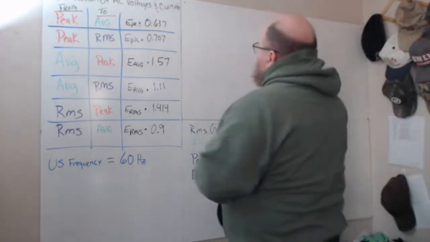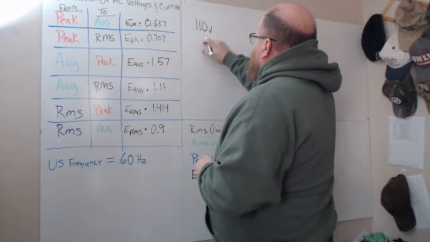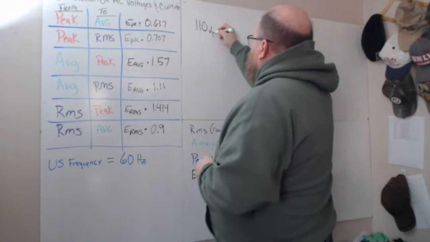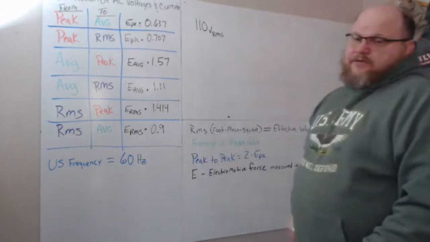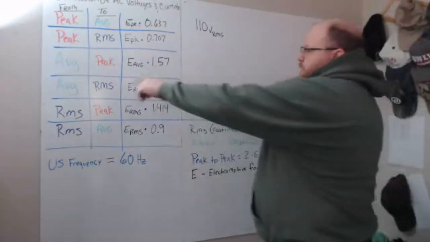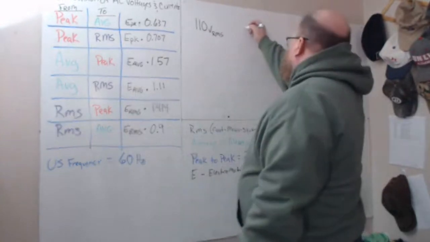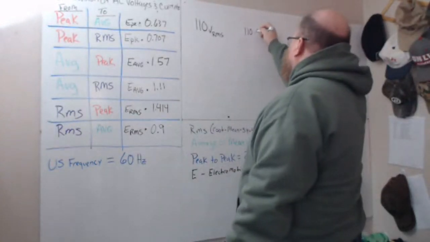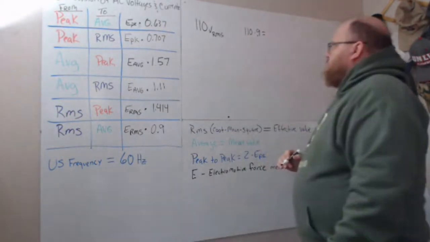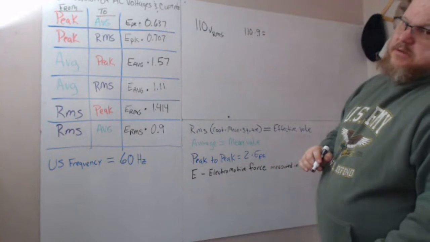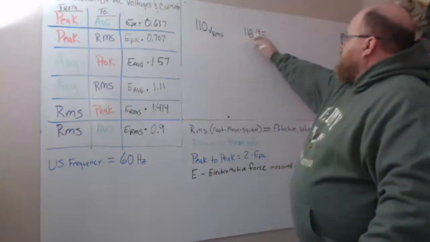So on your typical meter, when you read 110 volts, that is RMS. If your meter says it's an RMS meter, it's going to give you 110 volts RMS. If we want the average, so if we're going to convert from RMS to average, we'll multiply the 110 times 0.9, which will give us 99.